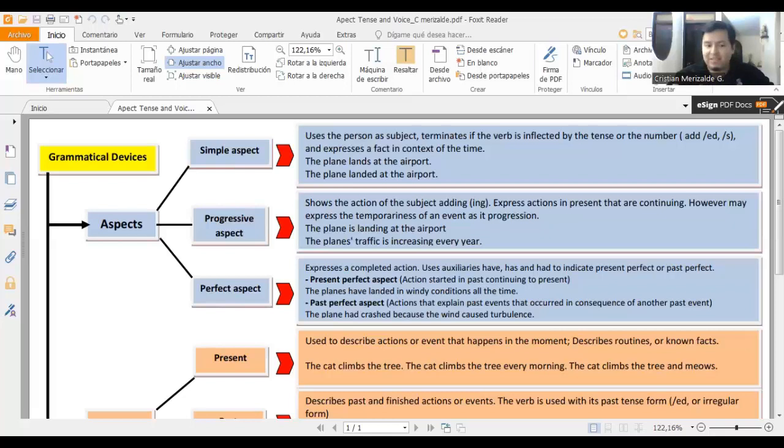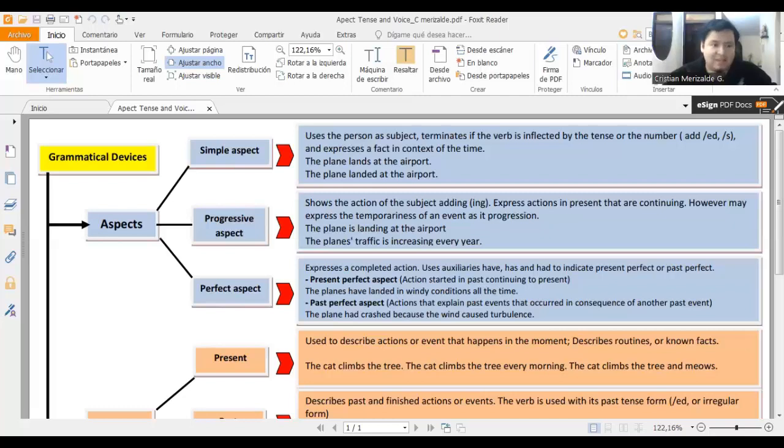The plane is landing is something that is progressive, but we can also explain with the progressive aspect that the planes' traffic is increasing every year. We are talking about something that is having a progression. In this sentence, the planes' traffic is increasing every year. So that is the progressive aspect.